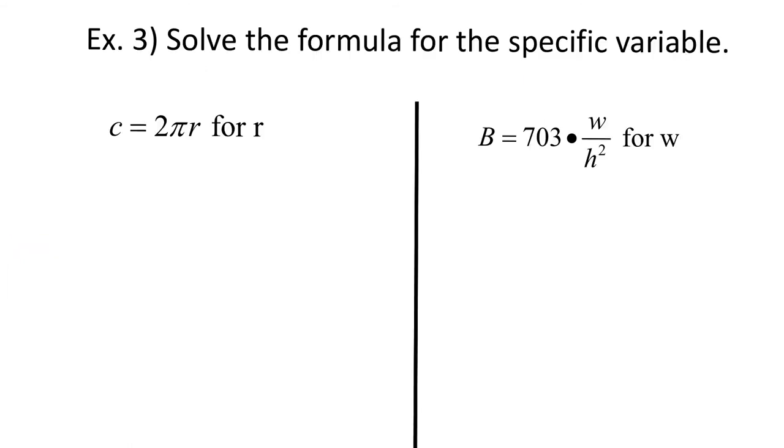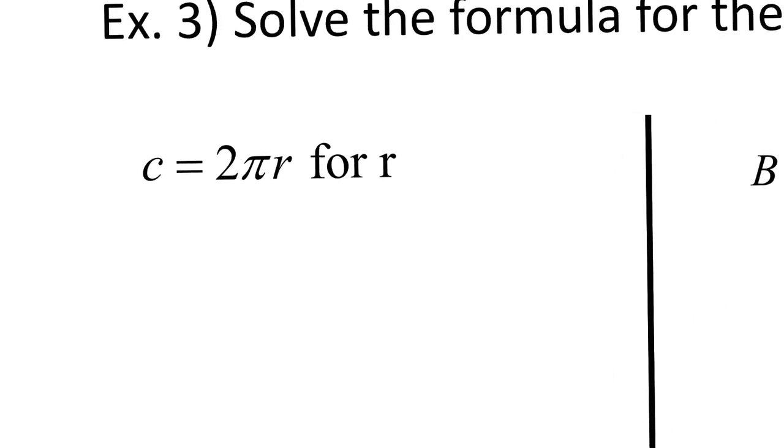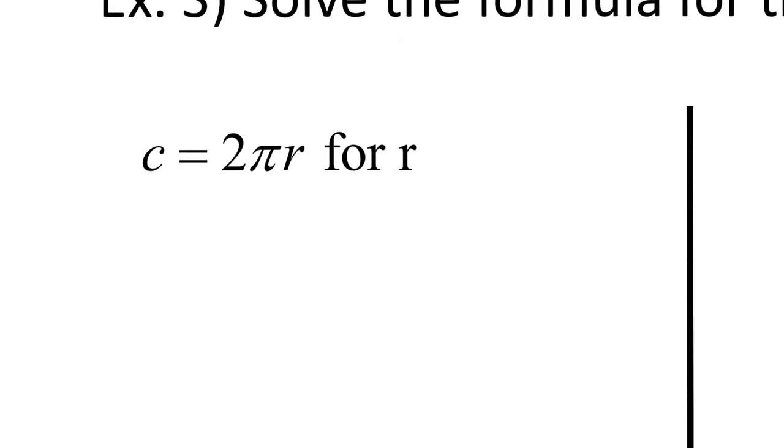Now sometimes when we have a formula that we can use in mathematics, we can also solve for a specific variable instead of substituting the values and trying to figure out what the answer is. So here I have two different formulas that we can use in mathematics. The first one is C equals 2 pi r. Now we know that pi is an irrational number, and we are trying to solve for the variable r. So the variable r is right here.